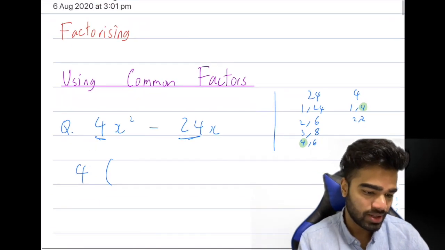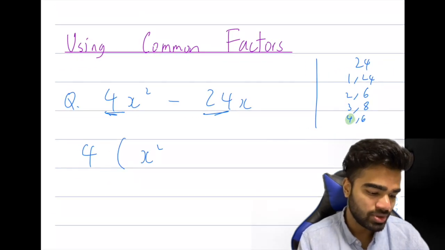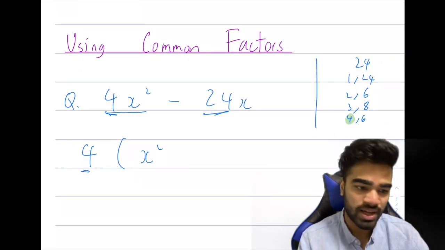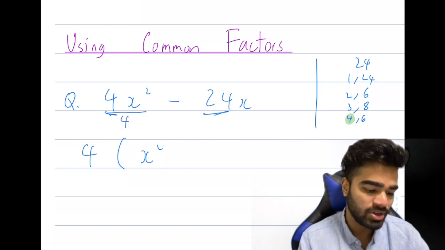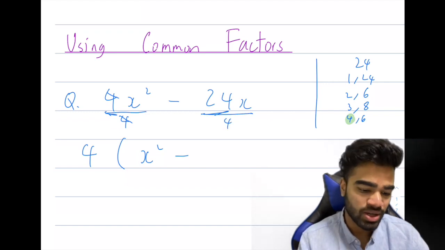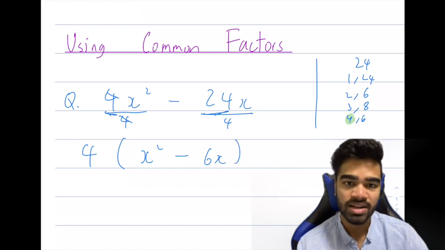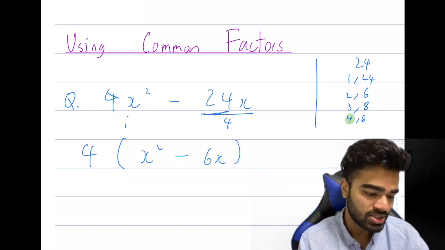So let's do it. You take 4 outside, then you have x squared. Whatever you're taking out, this 4, you divide the term by whatever you're taking out. So 4x squared divided by 4 is x squared, minus, and you divide this by whatever you're taking out as well. So minus 24x divided by 4 is 6x. Whatever you're taking out, you divide each term by that.